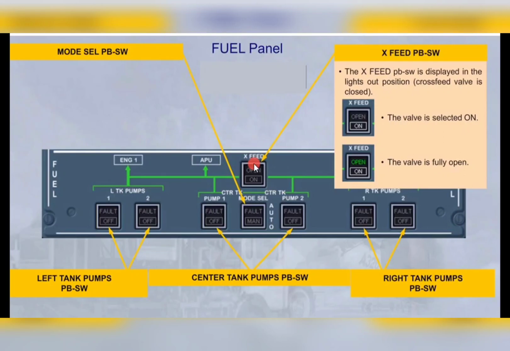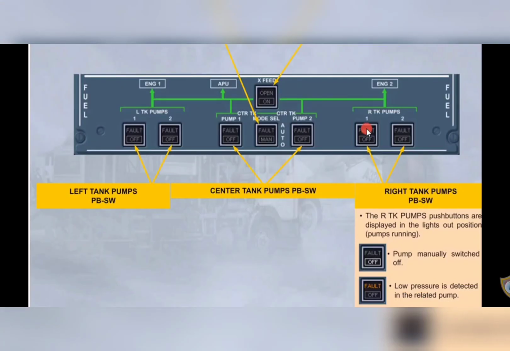Now here we see the cross feed push button. When it is selected in on position and it's fully open, then it comes on green and on. Same goes for the other two pumps, center tank as well as right tank. When we push it in off position, it will show off. And if it is showing low pressure, then it will show in amber. Now same goes for other pumps.